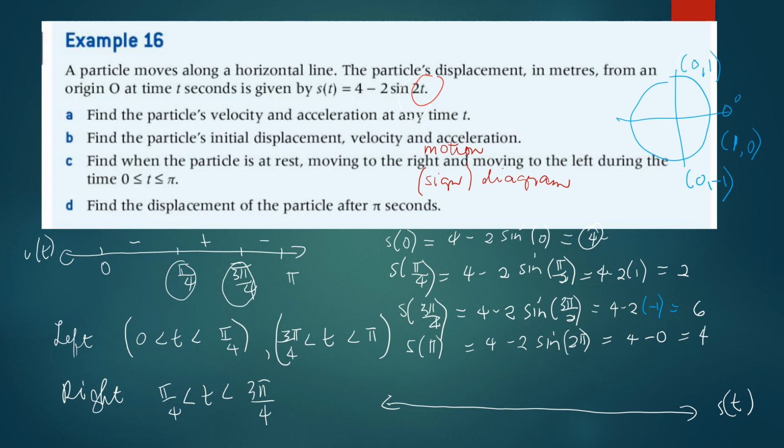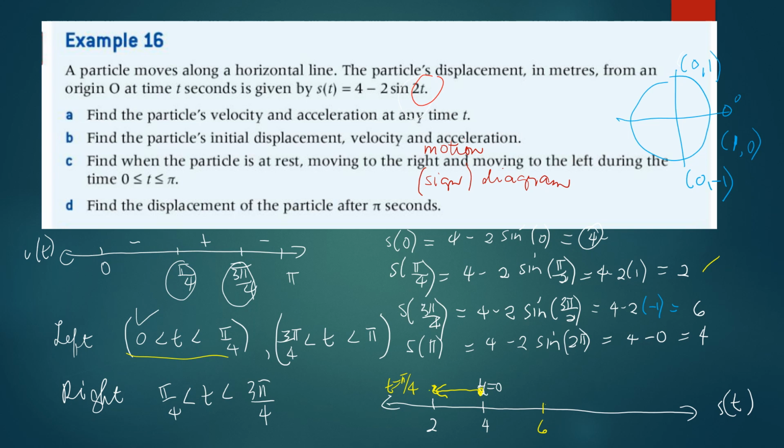So at S of 0, we are at 4. Let's say we have here 4. This is at t equals 0. And then at t equals pi over 4, we are at 2. So we move to the left. From here it goes here, and this is time equals pi over 4. And then from here, we move to 6.